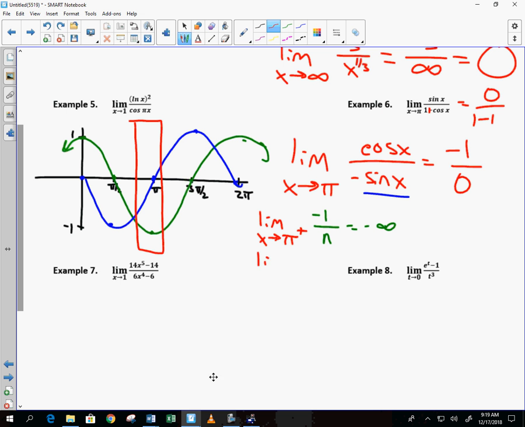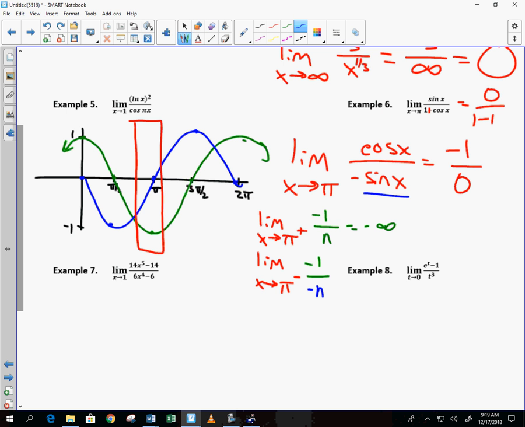All right, and now let's check the limit as x goes to pi from the left-hand side. Let's start with the green function. What's the output of the green function? -1. And what's the output of the blue function? What's it going towards? 0, but all the values are negative. So from that side, it would be 1 over a negative small number. What would be -1 divided by a really, really small negative number?